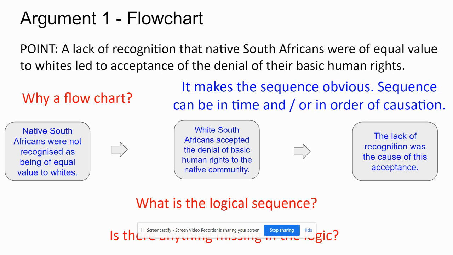But is there anything missing in this logic? And actually, if we look at it carefully, there is. We're talking about the fact that there was a denial of human rights and that white South Africans accepted that before we've even told our reader what was denied. So I think we need to place something in the middle here that makes sure our reader knows there was a denial before we talk about how white South Africans accepted it.